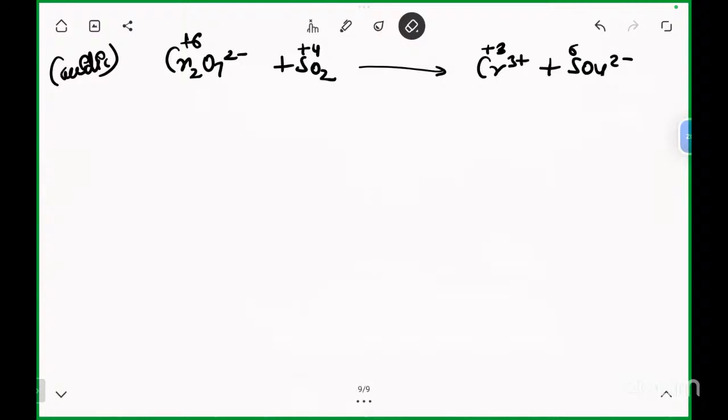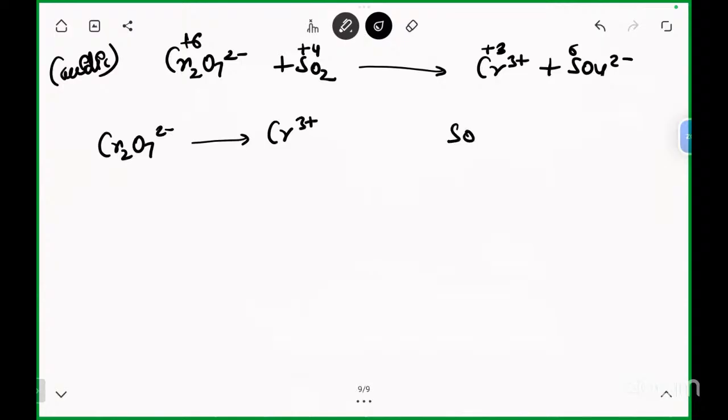Divide the two equations like Cr2O7 2 negative is converting into Cr3 positive, while SO2 is converting into SO4 2 negative. Okay, this is the equation. So for balancing the equation, what you can do is either first balance it and balance oxygen and hydrogen later on. Two things are there. Okay, the first method is the way I taught you earlier.